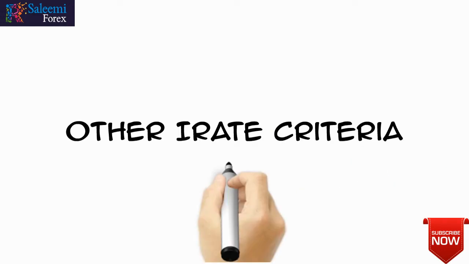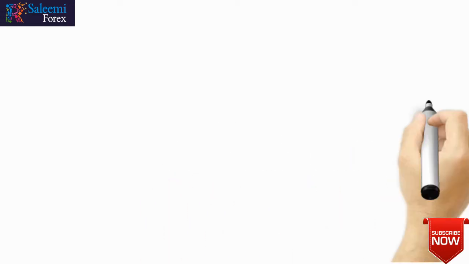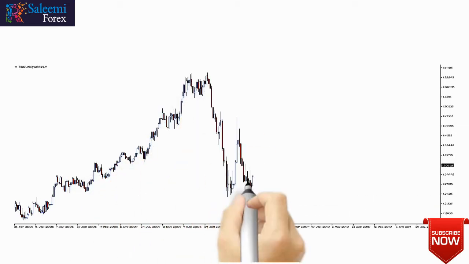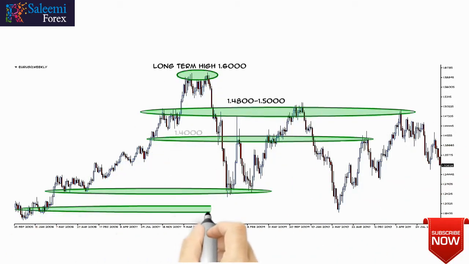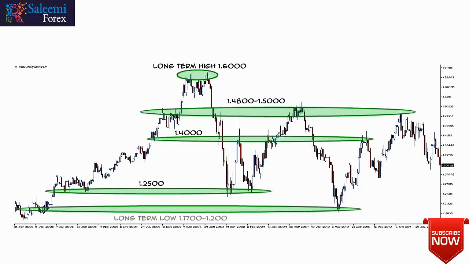Other I-RATE criteria for support and resistance. This chart shows a long-term perspective. Support and resistance that can be identified from I-RATE criteria on longer-term charts is usually stronger than support and resistance identified from shorter-term charts. For example, the long-term low zone between 1.17 and 1.20 shown on this chart was established over several years, meaning it is older and has held for longer than, say, last week's high price.